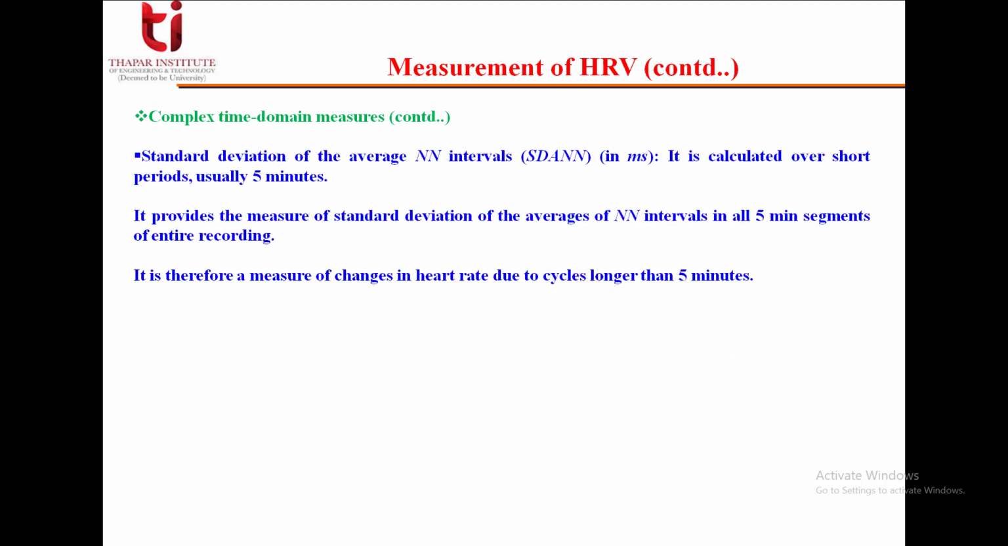Then we have another parameter which is the standard deviation of the average NN intervals, again represented in millisecond, and it is also referred to as SDANN. It is calculated over short periods, usually 5 minutes. It provides the measure of the standard deviation of the average of NN intervals in all 5-minute segments of the entire recording. It is therefore a measure of changes in heart rate due to cycles longer than 5 minutes.